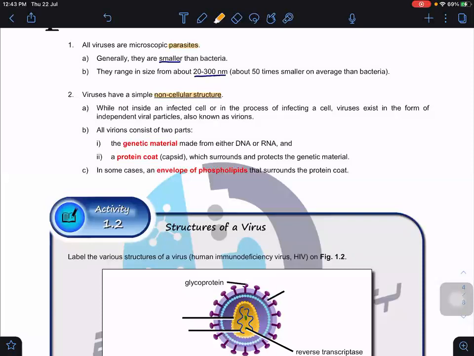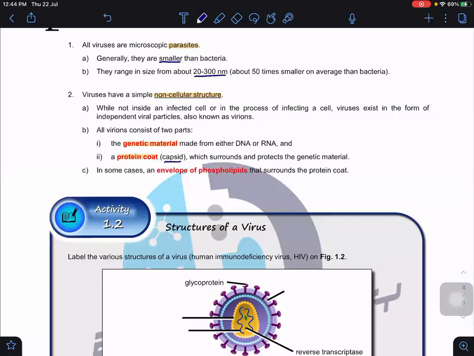All viruses must have these two parts: genetic material and a protein coat, which is also known as the capsid. It depends on which book you are using. Some also call it capsomeres, but it's the same thing. In our syllabus, you can call it either a capsid or protein coat.